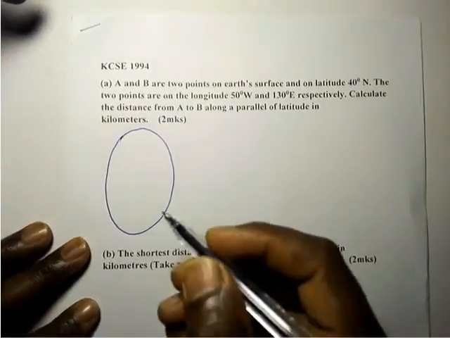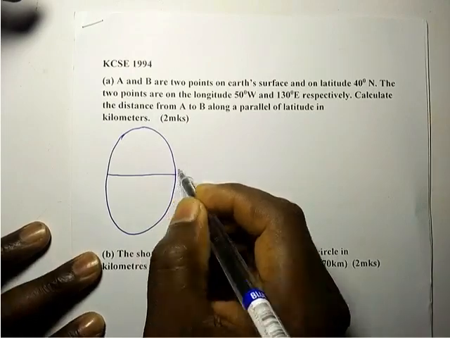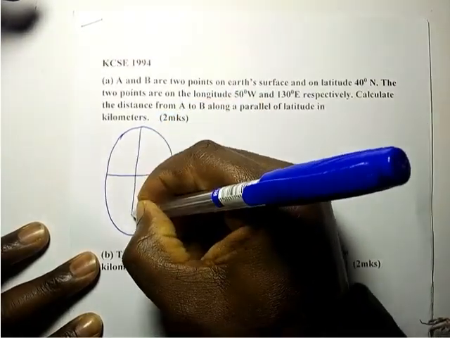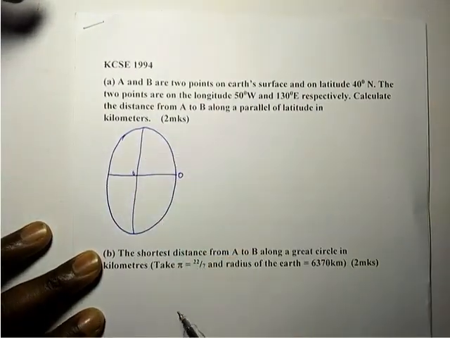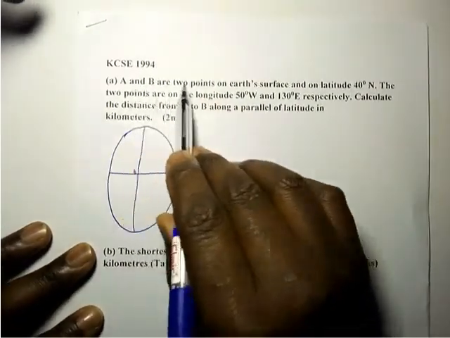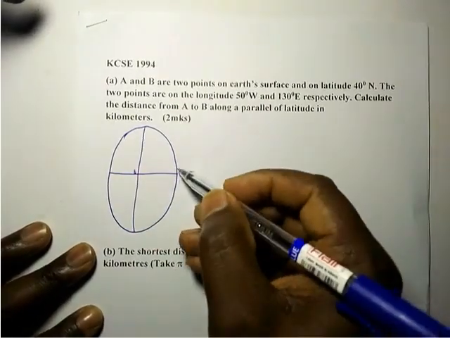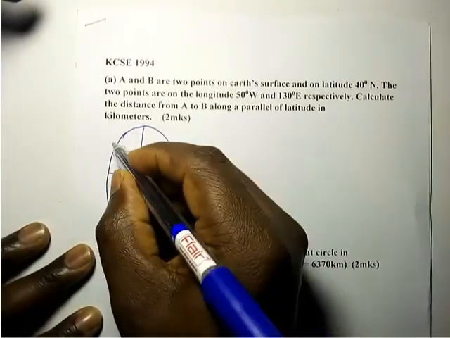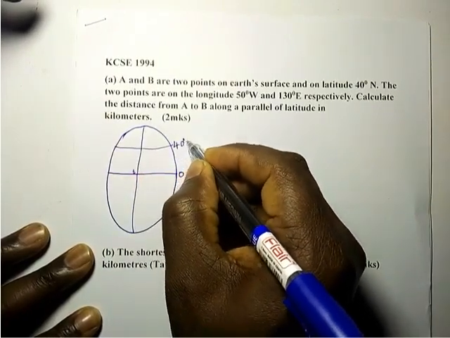That's our sketch. And then this is the equator, 0 degrees, and this is the prime meridian, 0 degrees, right? So we want to locate the latitude where A and B lie, which is 40. So this is 0, 20 somewhere there. So here, somewhere there, we have 40 degrees north.